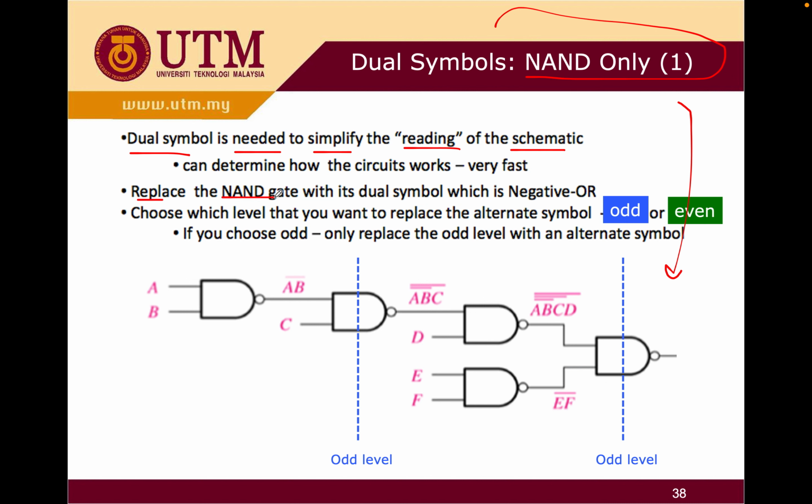Replace the NAND gate, the old NAND gate, with the dual symbol, which is the negative OR. Choose the level at which you want to replace with the alternate symbol, whether it is odd or even. If you choose odd, only replace the odd levels. If later you are using only even, you only need to replace the even levels with the alternate symbol.